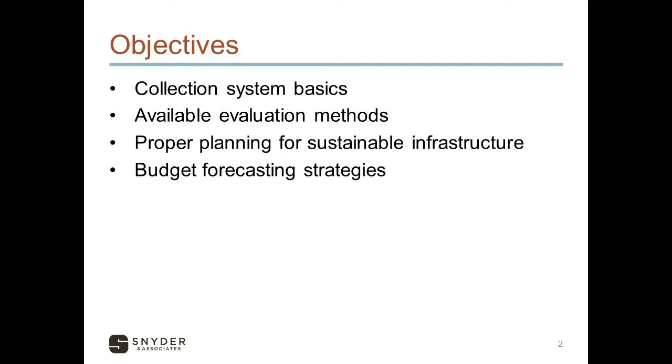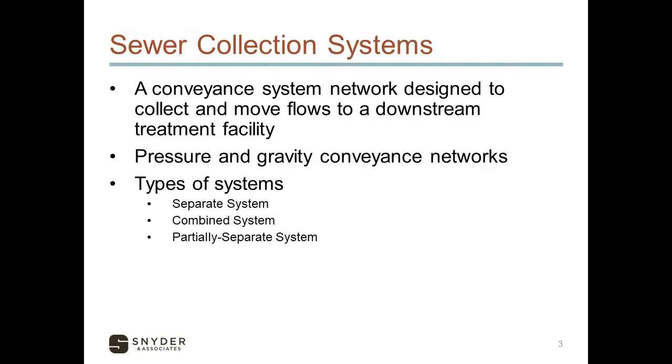I think this is a key point that I want to hammer a few times. Being proactive with your system maintenance versus waiting for a surprise. I think everyone's aware how expensive emergency repairs can be, and trying to avoid that risk of just waiting for a failure to occur. And then some budget forecasting strategies to help us plan out our CIP budgets.